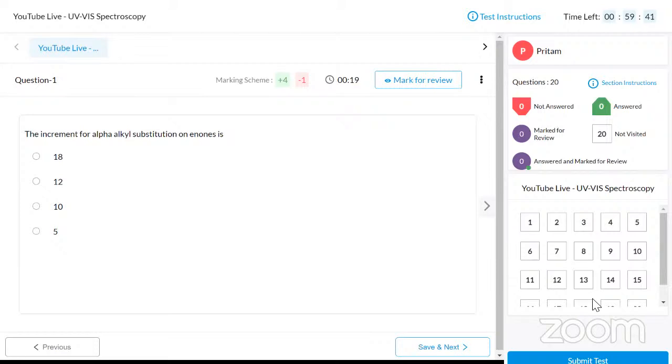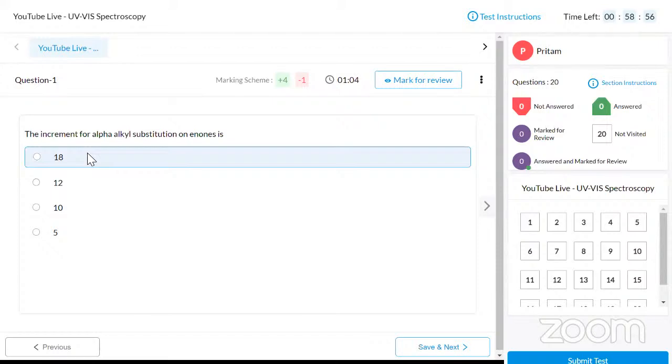The question is, the increment for alpha alkyl substitution on enones is, option A 18, option B 12, option C 10, and option D 5. Now we all know about the Woodward-Fieser rule, where we have different additions for different alkyl groups. If there is an alkyl group substitution, then what will happen? If there is a halide group substitution, then what will its increment be? So adding that value will get the total lambda max of the compound. There is a fixed table which you can refer to for UV spectroscopy, because now we have limited time, I cannot discuss all the increment lambda max values of each functional group.